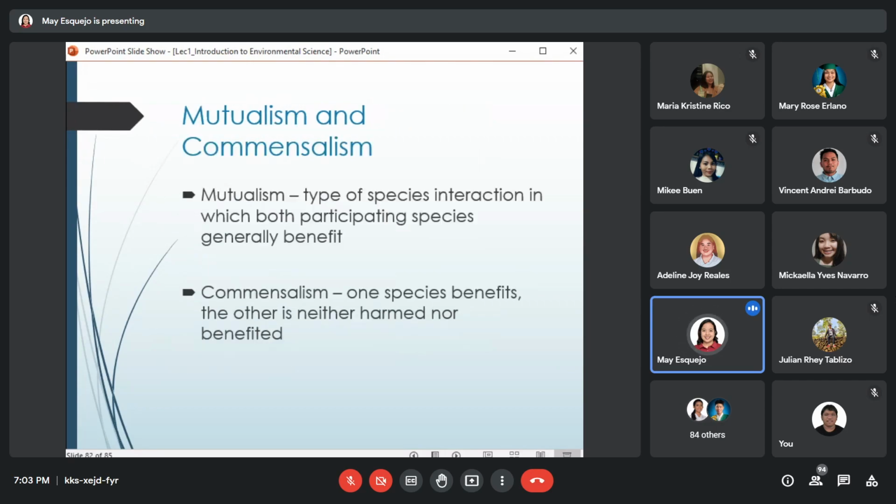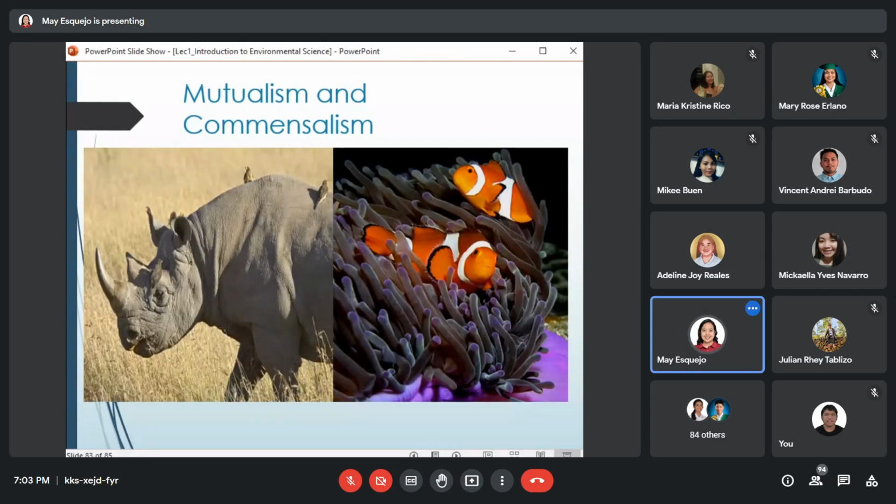Mutualism and commensalism. Pag mutual, alam nyo na yung mutual. So, it is a type of species interaction in which both participating species generally benefit. So, pag mutual, ibig sabihin, pareho kayong nagbe-benefit. May pakinabang. Pag commensalism naman, yung isa dyan, nagbe-benefit, at yung isa naman, hindi siya nasasaktan at hindi rin siya nagbe-benefit. So, that is commensalism. This is an example of those symbiotic relationships of mutualism and commensalism.